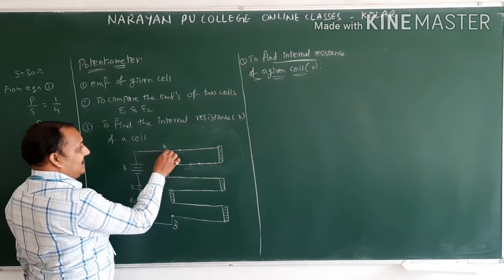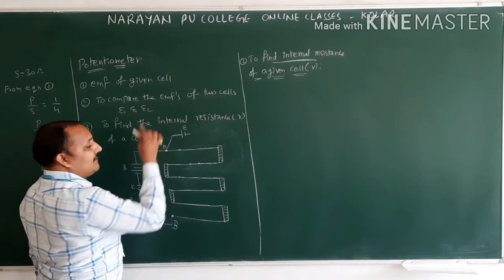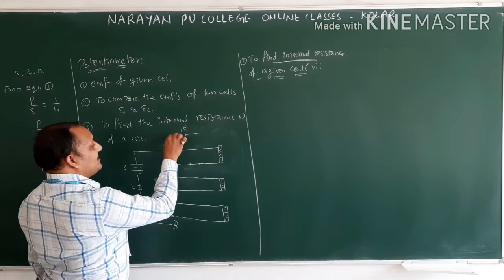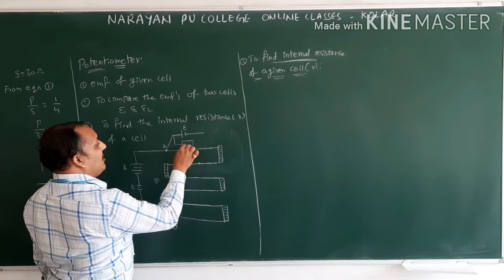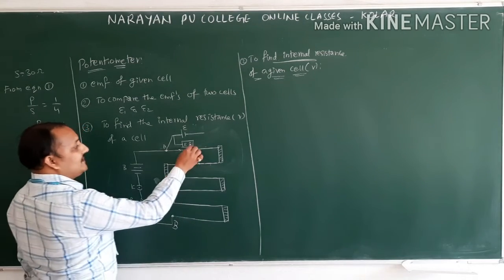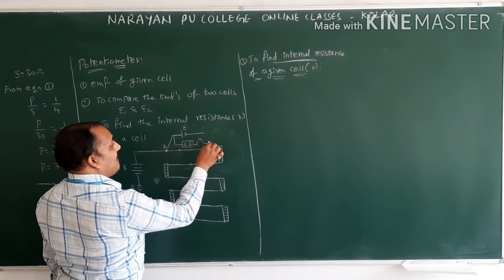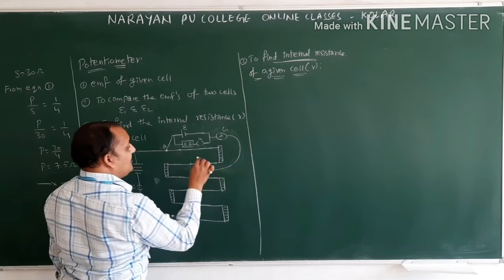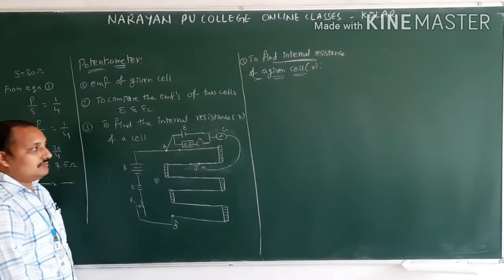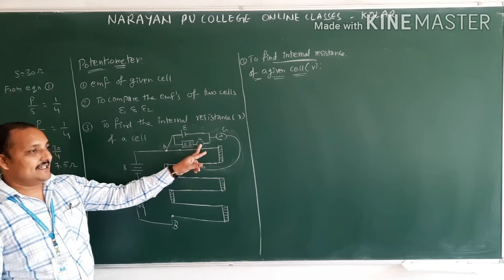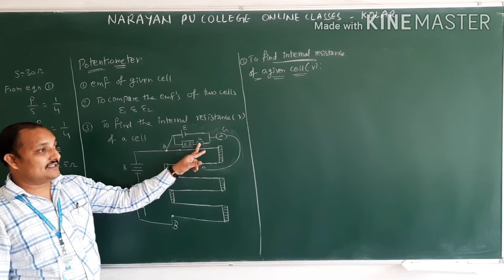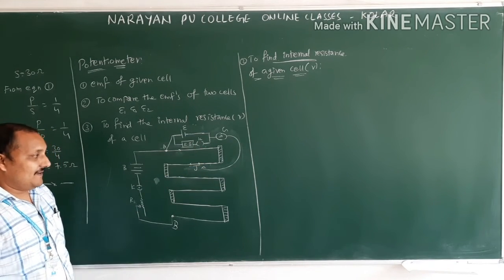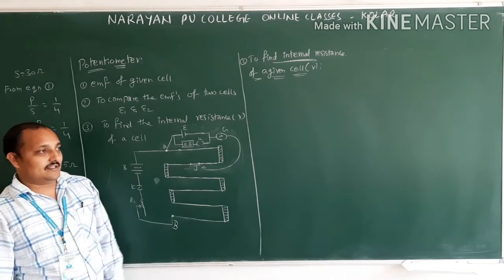For that, we connect one cell of EMF E. We connect a known resistance box with one key, and these two are connected with a galvanometer. The second end is connected to the jockey. See here, if the key has no dot it means the key is open. If there is a dot, the key is closed. The dot makes that much difference, so we should be careful whenever we use this circuit.